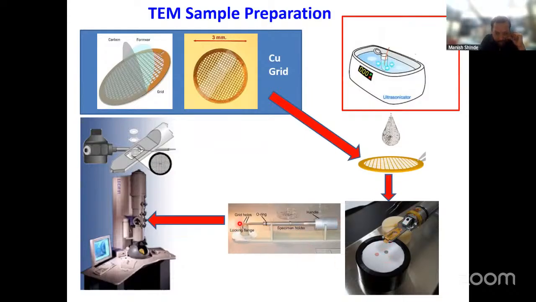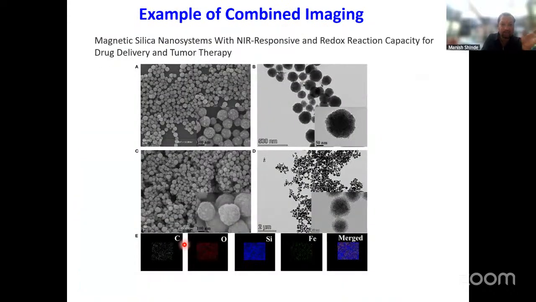The small grid is placed in the sample holder here, and then that grid is loaded into the machine. So this is a typical TEM machine. Then the analysis is done. This is how the sample preparation is done in normal cases.